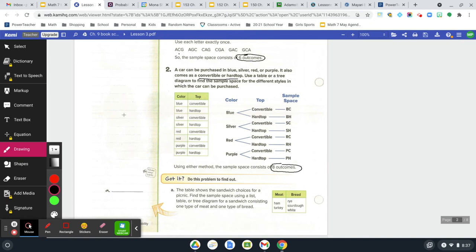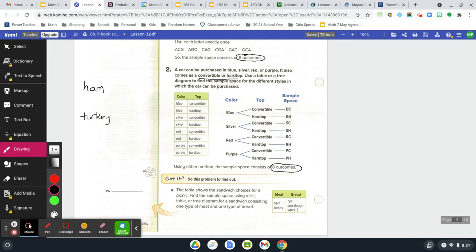So I'm going to draw the trunk of the tree, which means I'm going to start here with the meat selections. So when I do this, I put down my choices as the trunk of my tree. So over here, I'm going to put ham, and I'm just going to leave a little space here, turkey. Okay, those are my 2 choices of meat that I can get.